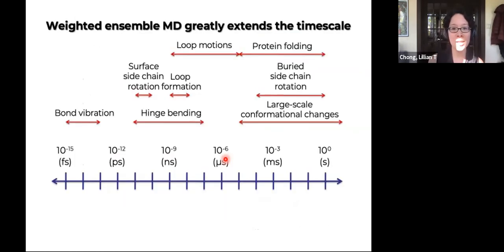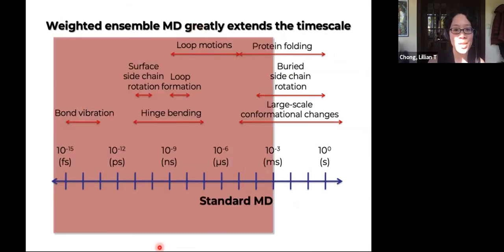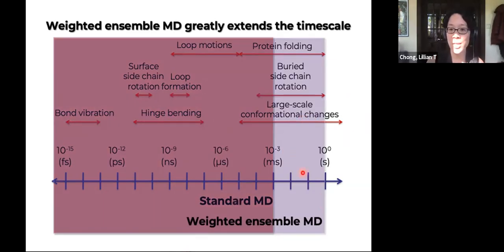And finally, I just want to close by talking about these timescales again. Weighted ensemble MD greatly extends the timescale that's accessible to molecular dynamics simulations. As I mentioned earlier in my talk, standard MD can allow us to access maybe up to a millisecond timescale, especially using GPUs for certain small systems. Weighted ensemble has enabled up to the seconds timescale and for a massive protein.